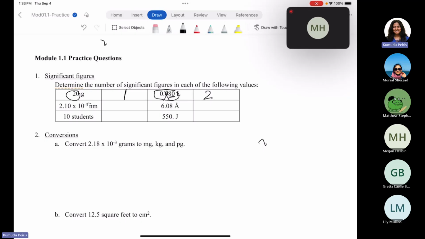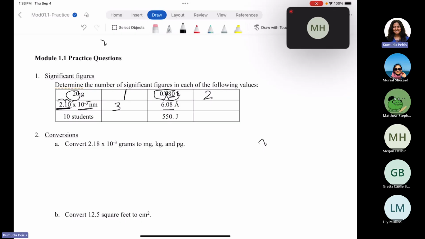Now we see a number in scientific notation. So we don't worry about the power of 10. Yes, we don't worry about that. But we'll count the number of significant figures in that number. So again, this 0 is after the decimal place and is followed by a number, so we count it. So in total, we have three significant figures.